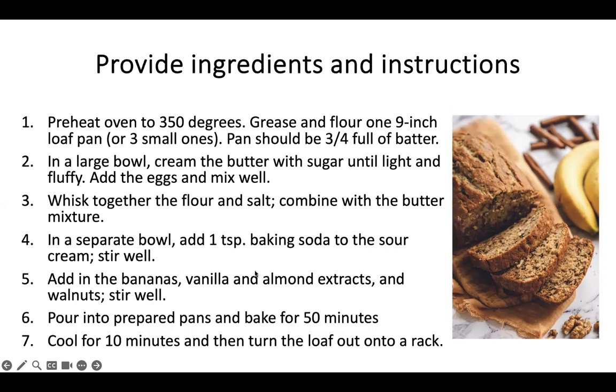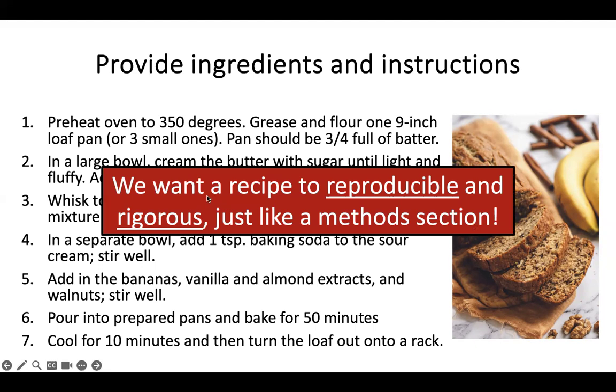A better example of a good recipe to follow would be this one. There's ingredients here and instructions to make this banana bread, just like my mom made it. And this is kind of like what your materials and methods section of your scientific paper should look like. Like someone can follow your methods exactly or your recipe exactly and replicate exactly what you did. So in other words, we want our recipe to be reproducible and rigorous, just like a method section.